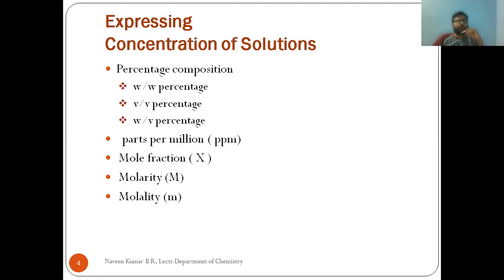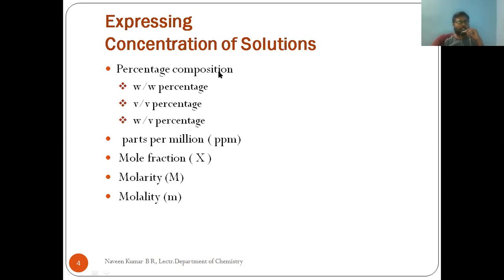Next, we'll move on to the topic of expressing the concentration of a solution. After knowing what a solution is, what components are present in it, and how binary solutions are classified, now we'll learn how we can express the concentration of any given solution. There are various measurements regarding these expression terms. Few important ones as specified in the syllabus we will concentrate on. The first one is percentage composition, second parts per million, third mole fraction, fourth molarity, fifth molality.